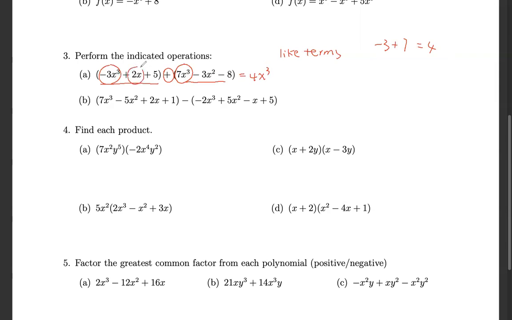Now, the second one, we have 2x plus nothing, no x in this case. But then we observe the second polynomial has -3x squared, but the first one doesn't have an x squared term. So that becomes just -3x squared. Then plus 2x. Then we see 5 in the first polynomial plus -8. 5 plus -8, well, that's -3. So -3. And that's it.